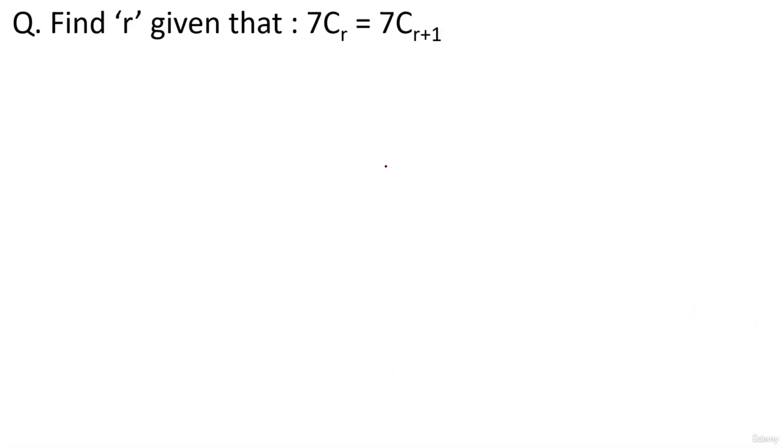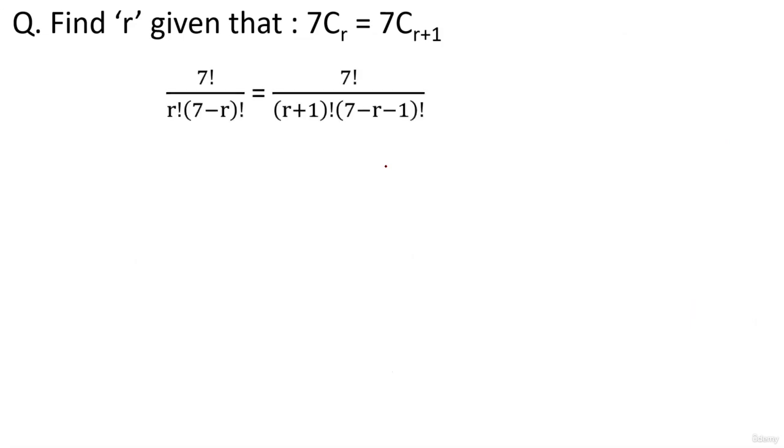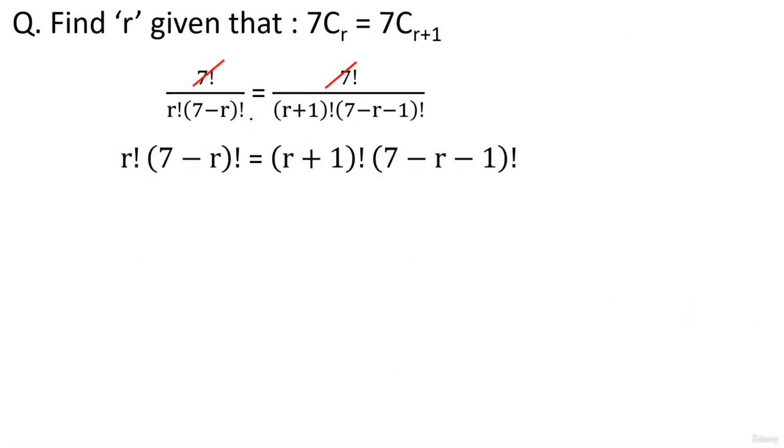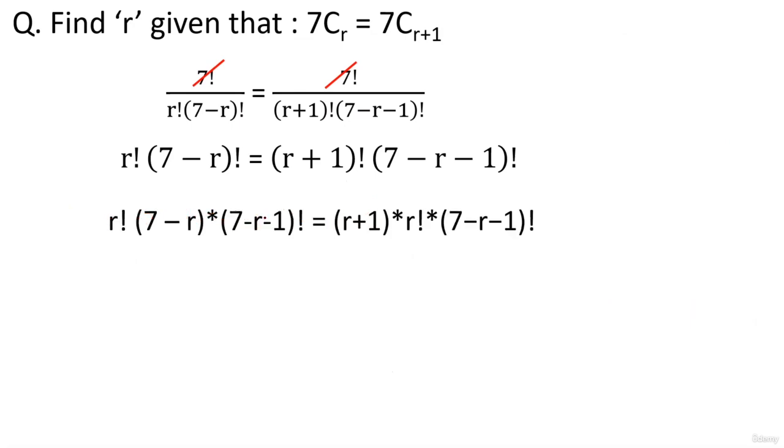So let's see. Find r given that 7Cr is 7C(r plus 1). Okay, you can directly use the formal definition of combinations n factorial divided by r factorial into n minus r factorial. तो ये 7 factorial कट जाएगा दोनों में. Okay, now guys you can cross multiply. Okay, when you do that, ये term यहाँ आ जाएगा, ये term यहाँ पे आ जाएगा, एक ही बात है. Okay, now r plus 1 factorial guys can be written as r plus 1 into r factorial, right? And this 7 minus r factorial can be written as 7 minus r multiplied by 7 minus r minus 1 factorial, right? So that's exactly what we'll do in the next step.